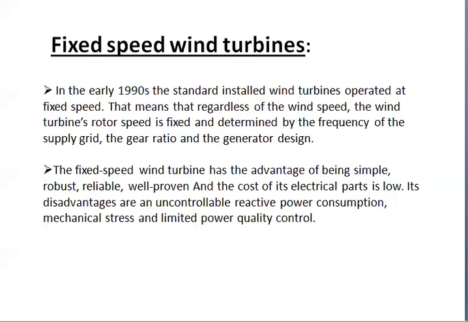The fixed speed wind turbines have the advantage of being simple, robust, and reliable as well as proven, and the cost of its electrical parts is very low. And its disadvantages are an uncontrollable reactive power consumption, mechanical stress and limited power quality control.